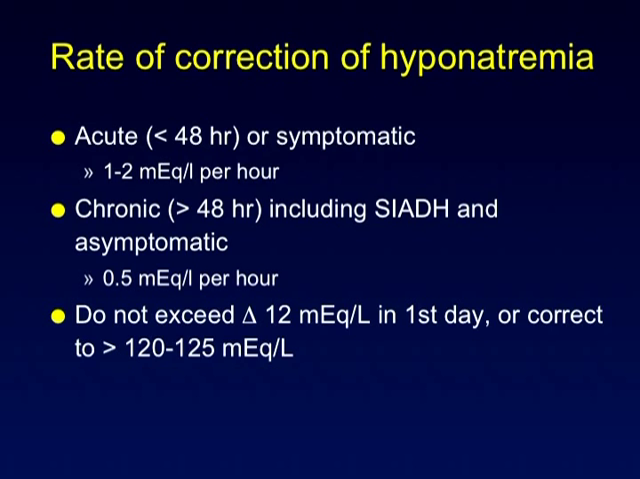In patients who are acutely hyponatremic, less than 48 hours, or symptomatic, you could correct at 1 to 2 milliequivalents per hour. But even in those patients, the default position is usually slow. In chronic patients, you do it really quite slowly, at 0.5 milliequivalents per hour. But the key message, Alan, is the one you gave: do not exceed a total correction of 12 milliequivalents per liter in the first day, and don't correct beyond 120 to 125.